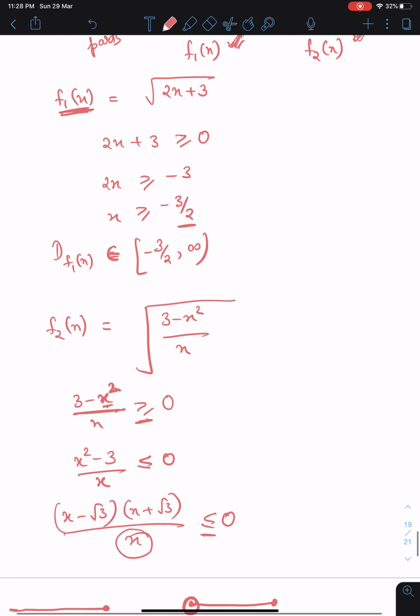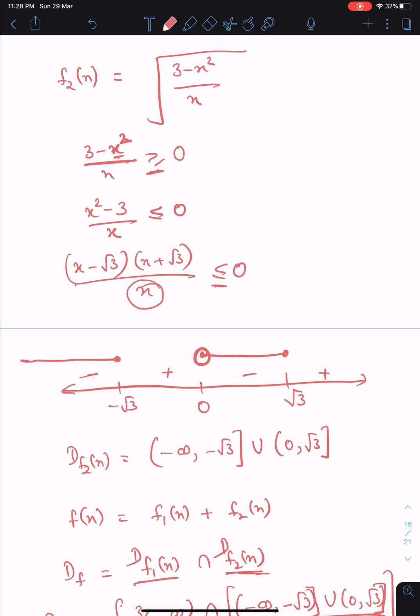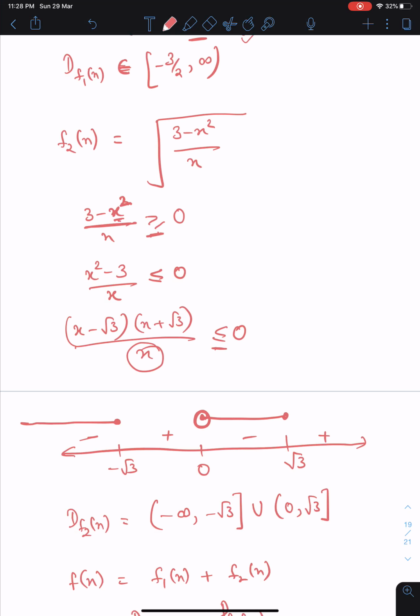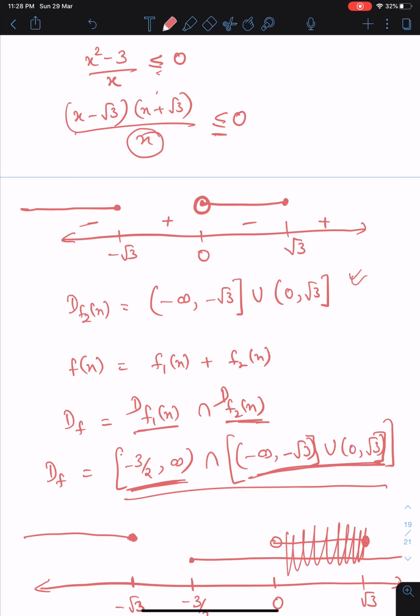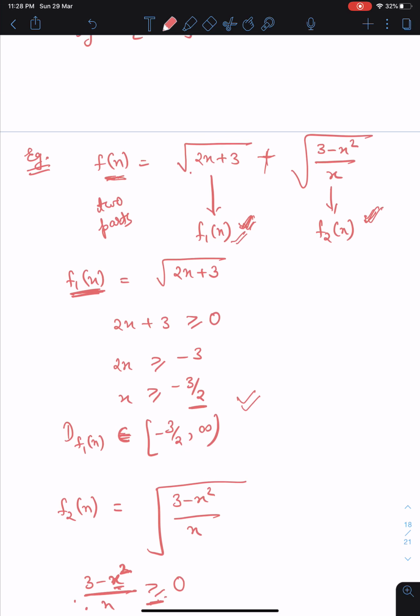After getting the solution for the domain of f1(x) and the domain of f2(x), you have to remember how to solve the inequality part. Here the x square has a negative sign, so we make it positive by multiplying with the negative sign. Whenever you multiply with the negative sign, the inequality sign will be reversed. After solving the inequality by drawing the critical points on the number line, we got the domain of f2(x). Now the domain of f will be the intersection of the domain of f1(x) and the domain of f2(x).